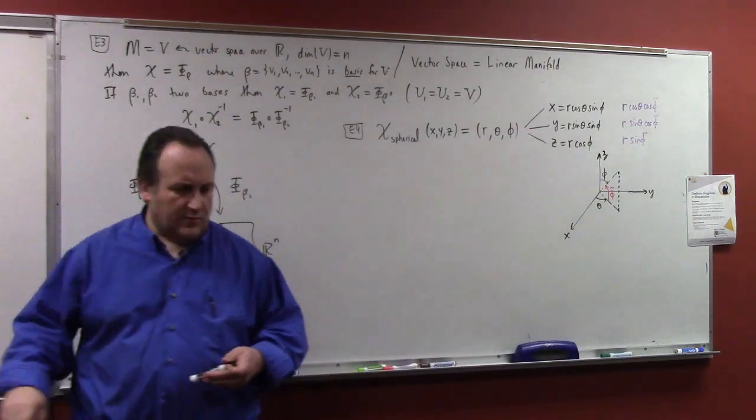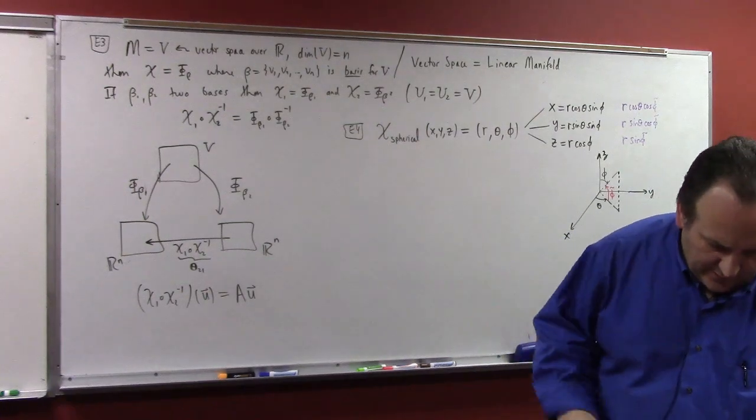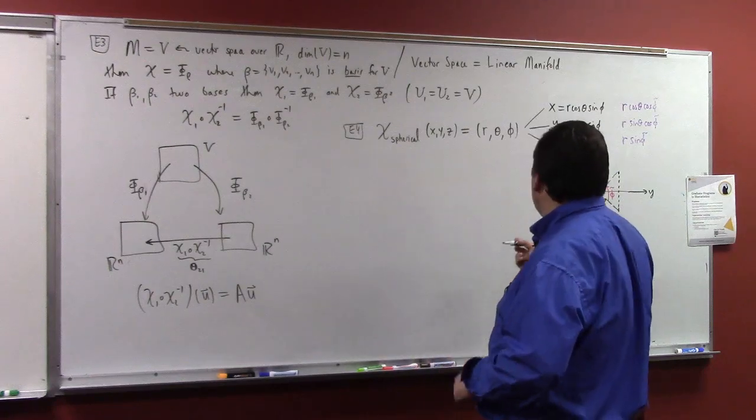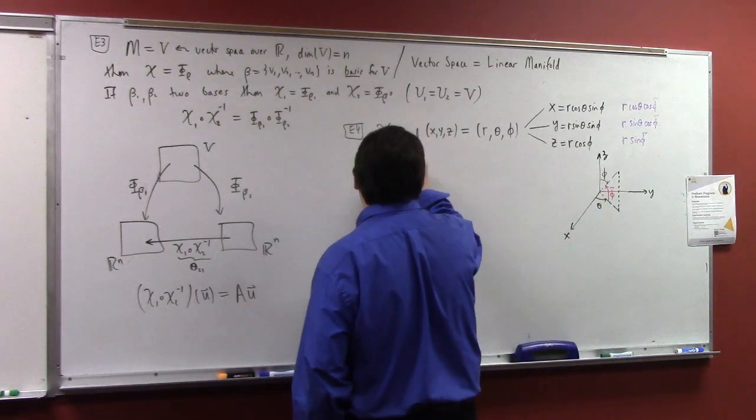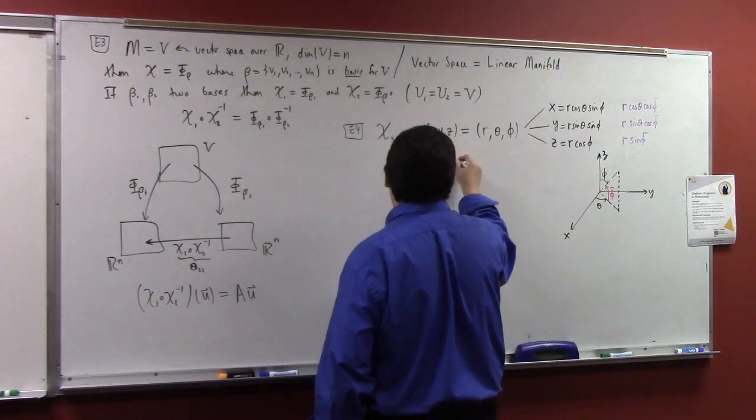So there's your spherical coordinate system. And it's implicitly defined by the coordinate transformations. These can be inverted, right? So these can be inverted. In particular, r is the square root of x squared plus y squared plus z squared, right?